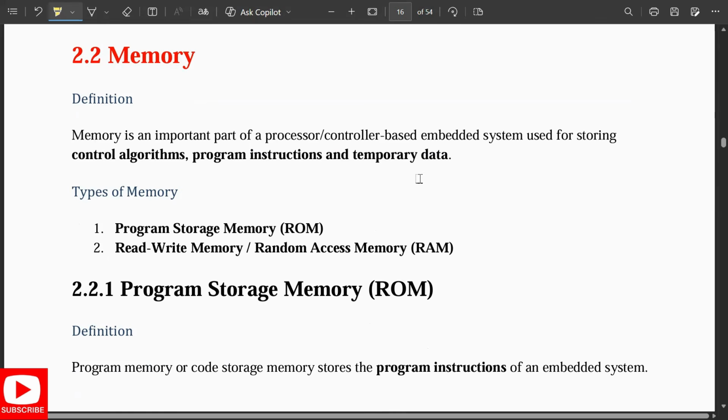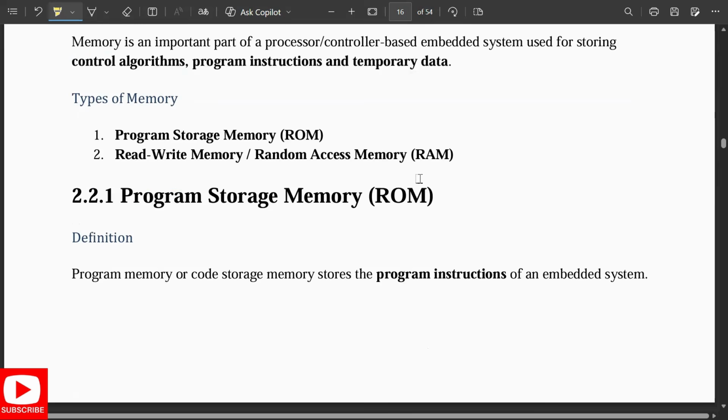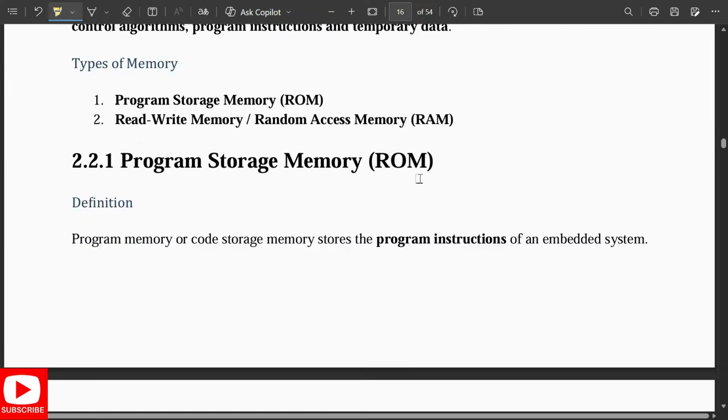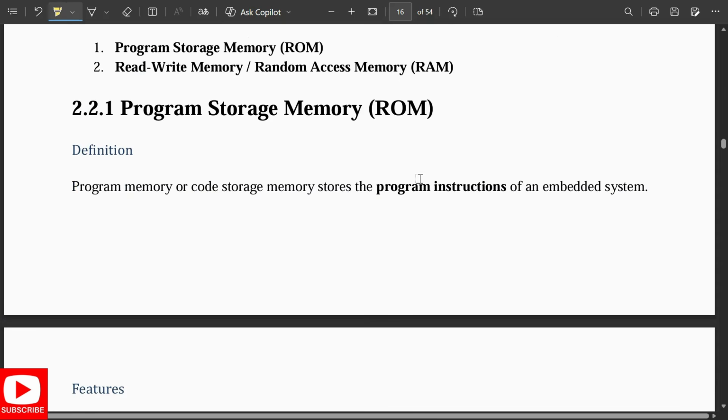So here we'll be starting with the memory. Memory is an important part of a processor or a controller based embedded system that is used for storing, controlling the algorithms, program instructions and the temporary data. So what are the types of memory? We are having two types. One is ROM and RAM. Program storage memory is our ROM, and the read or write memory, that is a random access memory, that is RAM. So first one, program storage memory, that is our ROM.